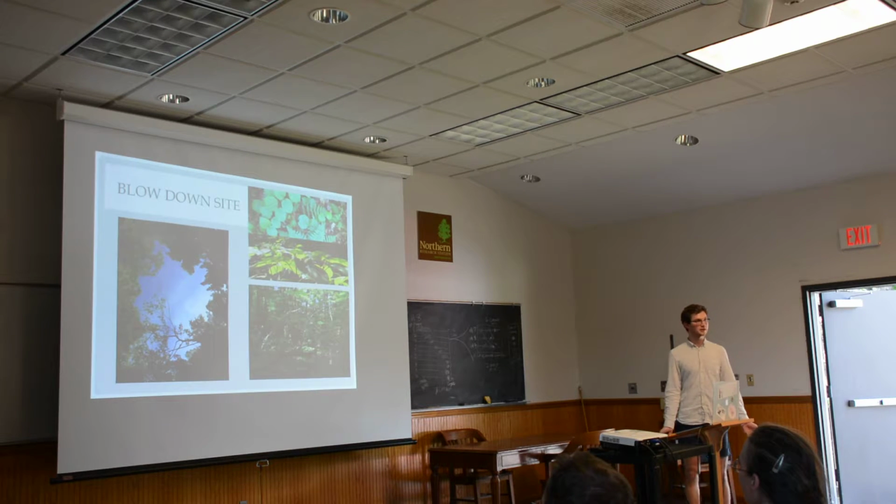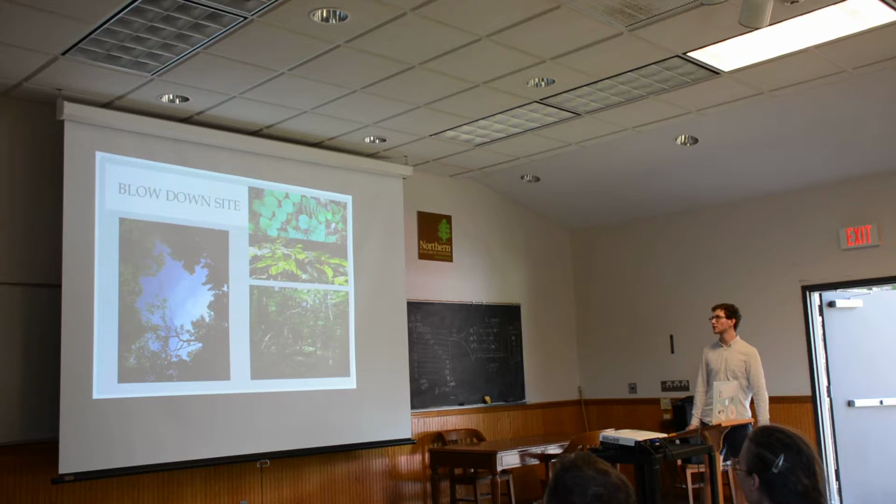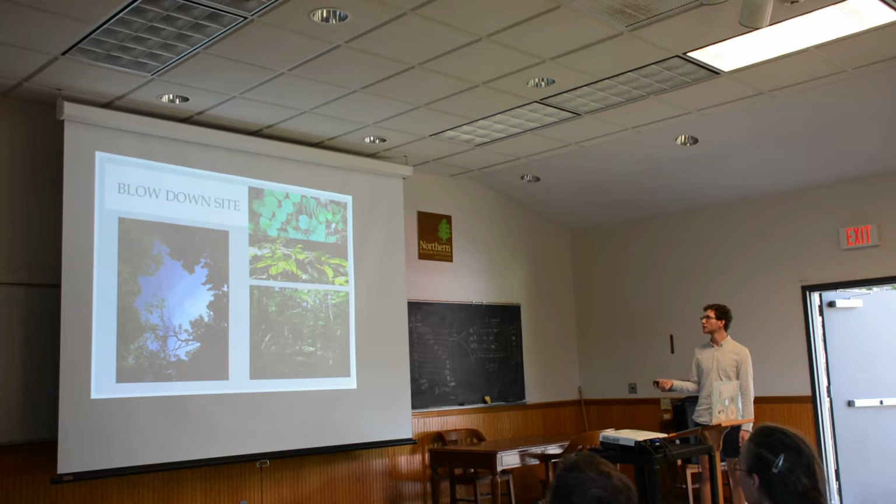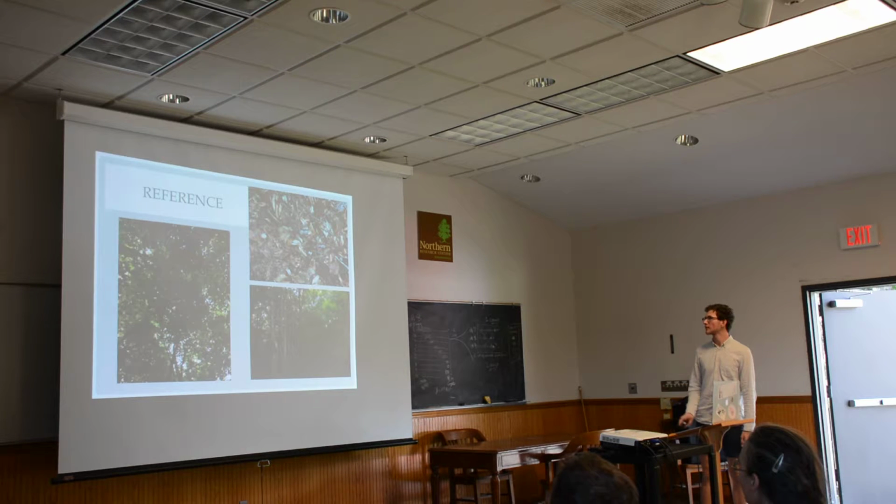So here's one of my blowdown sites. The canopy gap is less drastic, but there is still a significant gap here because light reaches the forest floor, which allows undergrowth to sprout up. Here we have ferns and hobblebush, and here it's a little dark, but you can see the fallen tree there that caused this big gap. And here's its reference site. Again, a lot less undergrowth, more decomposing materials, no gap, thicker forest.